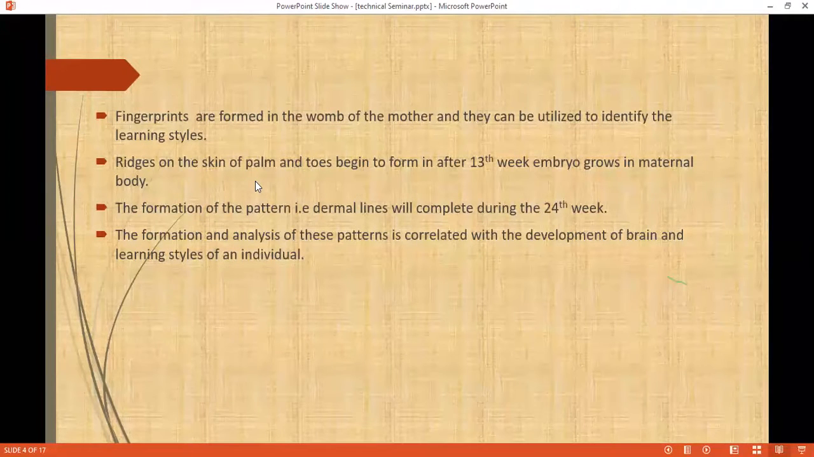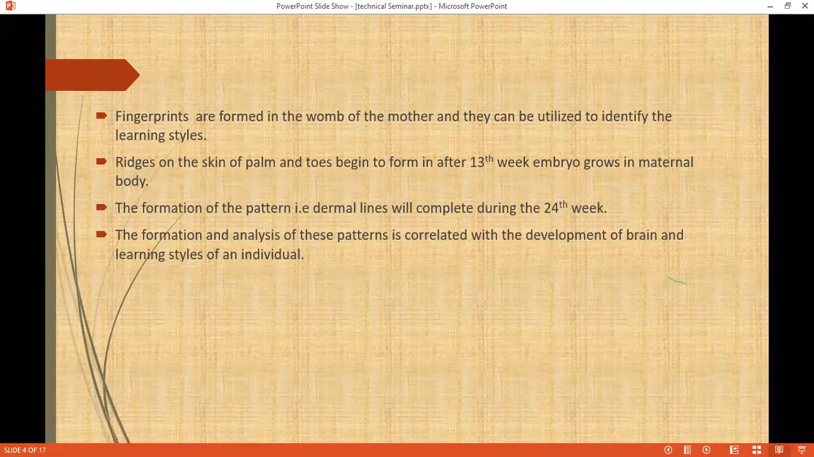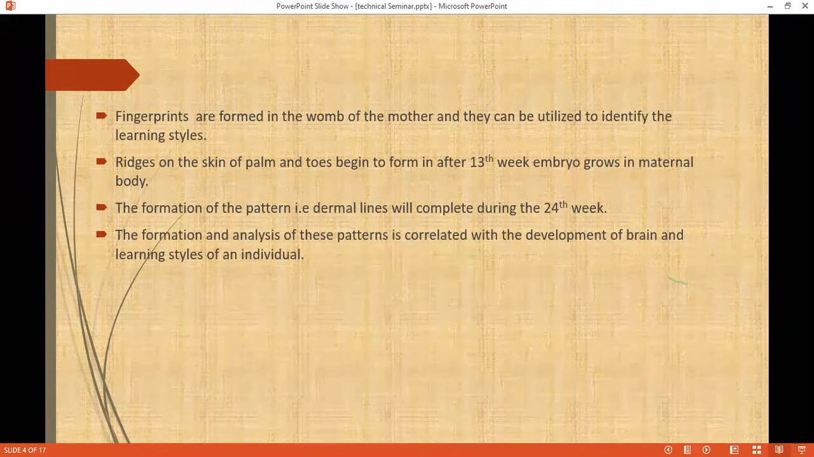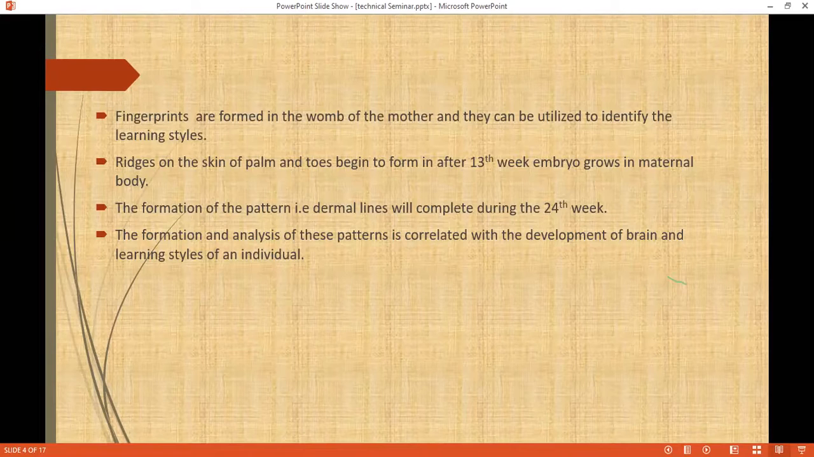Ridges on the skin of the palm and toes begin to form after the 13th week of the embryo. The formation of this pattern, that is dermal lines, will complete during the 24th week of the embryo. The formation and analysis of these patterns is correlated with the development of the brain and learning styles of an individual. There is a field in science called dermatoglyphics. It understands hidden potential and talents.